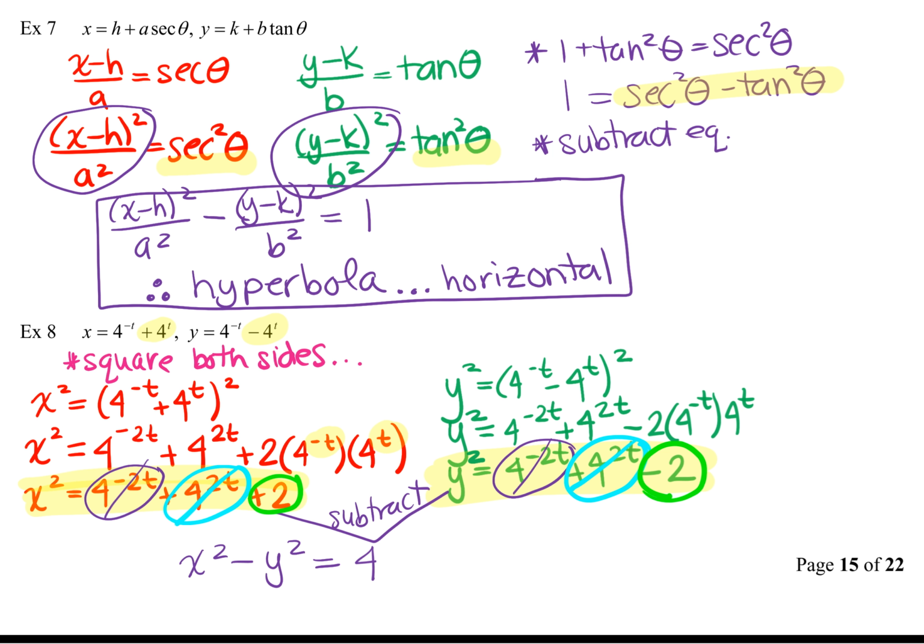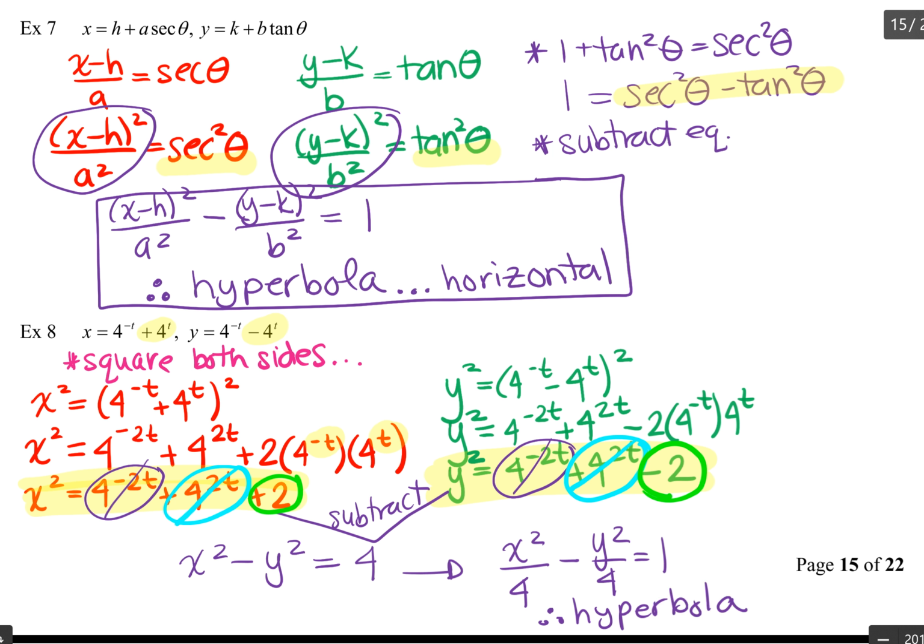Well, this has a subtraction in it here. Since it's subtraction, it's going to be a hyperbola. So let's go ahead and divide by that 4. So x squared over 4 minus y squared divided by 4 is equal to 1. So therefore, we have a hyperbola. And again, the x is the positive term, so it is also horizontal.